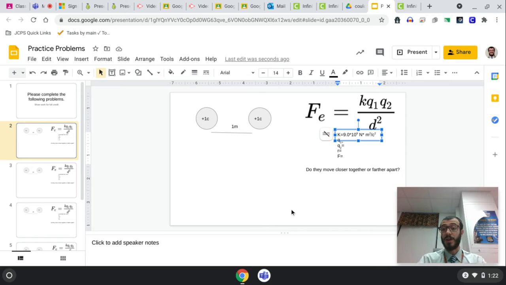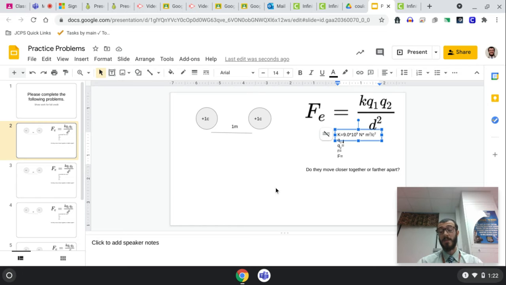So I'm going to walk you through how to find the force between these two objects. This is exactly what you're going to be doing on all of these practice problems. I'm actually going to do the first one here with you, just to make it a little bit easier. So we have two objects, each with a 1 Coulomb charge, and they're both positive.